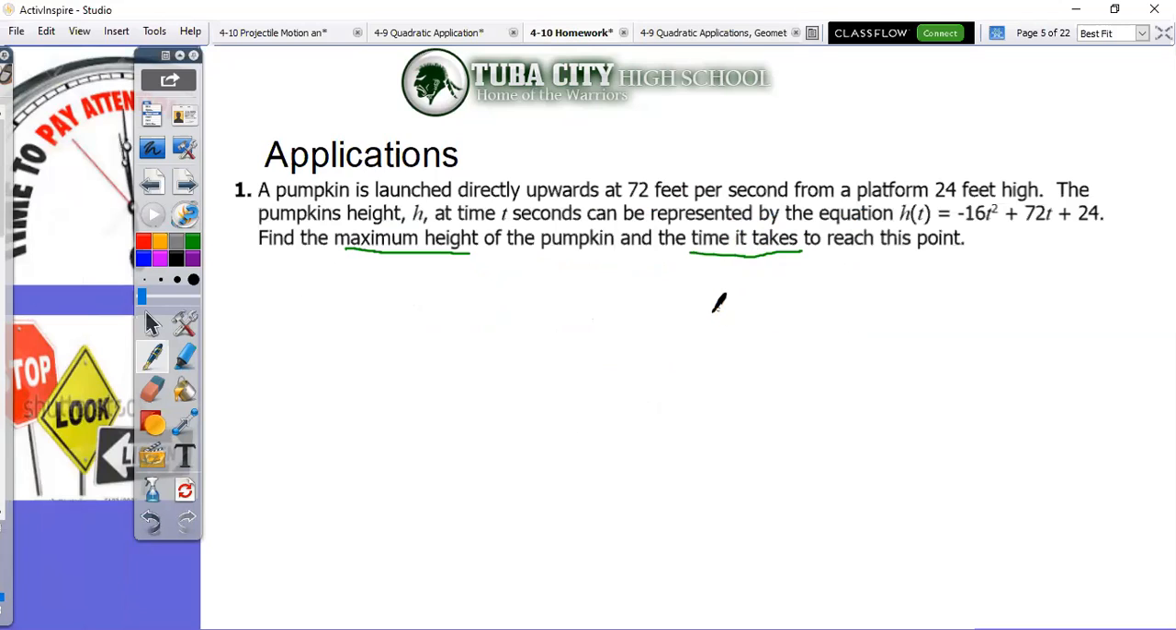All right, so it says launched upwards at 72 feet per second. So that 72 is already in the equation because that is the upwards velocity. Don't forget, this is gravity, velocity, and how high the platform is. So in this case here, it says the platform is 24 feet high and it's already in the equation. So we don't need to modify our equation at all. The equation's ready to go. We don't need to do anything, and these top numbers are just part of the exposition.